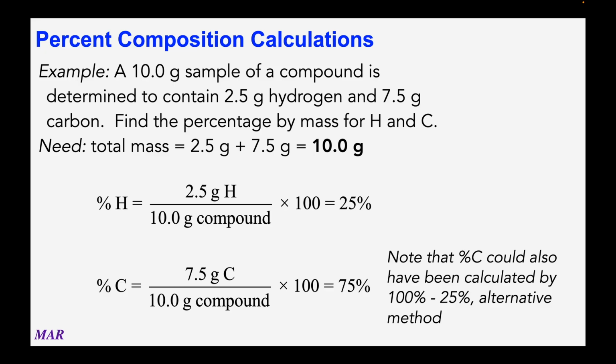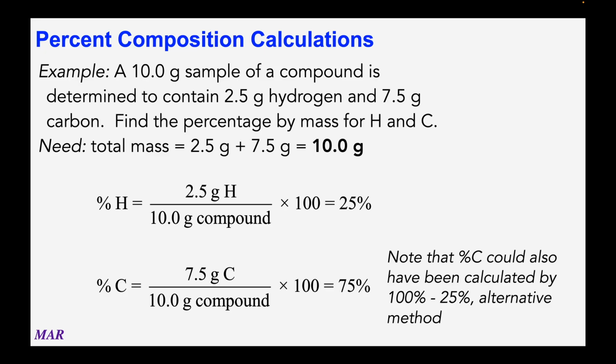And you can do the same thing for carbon. It would be the grams of carbon divided by the total grams of the compound. So in this case, 7.5 divided by 10 times 100, 75% carbon. And again, both of those percentages together should be about 100%, and they are, obviously. Also notice that if you had the first value, 25% hydrogen, and you were feeling kind of lazy, you could have just taken 100% minus the percent hydrogen to find the percent carbon. So 100 minus 25% would give you 75% carbon, which is exactly what we found.